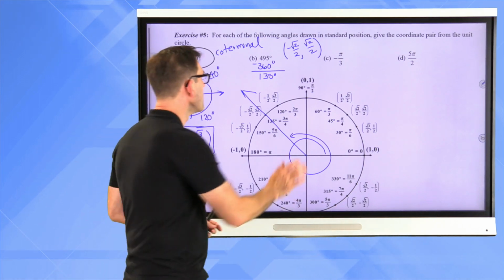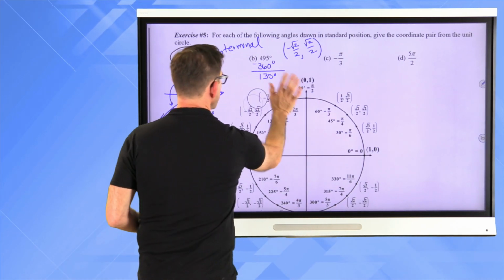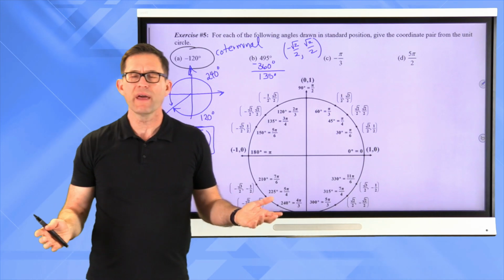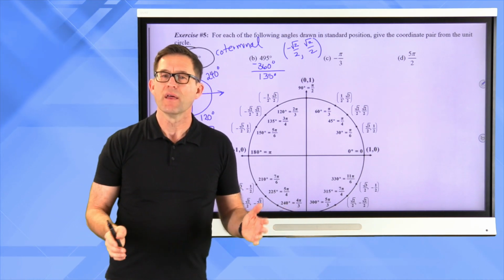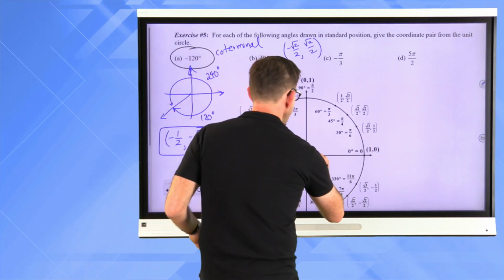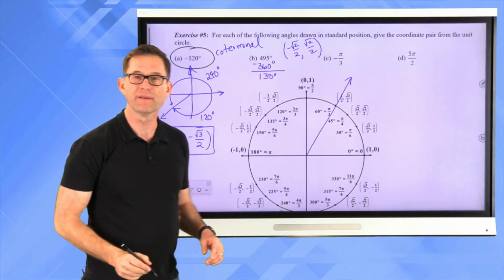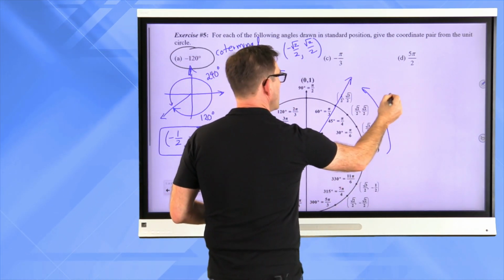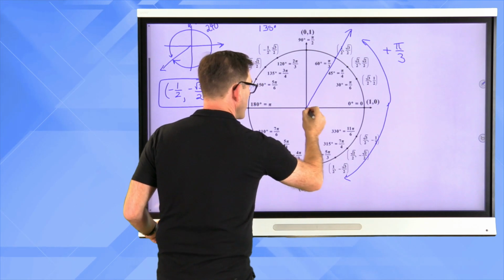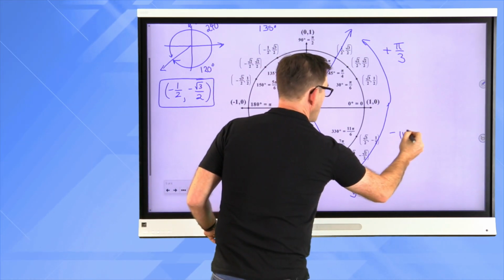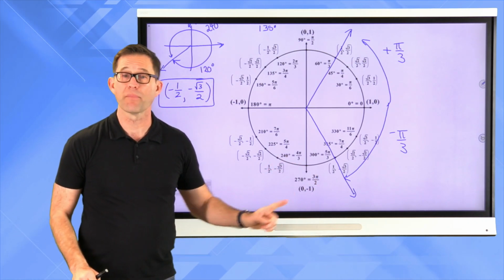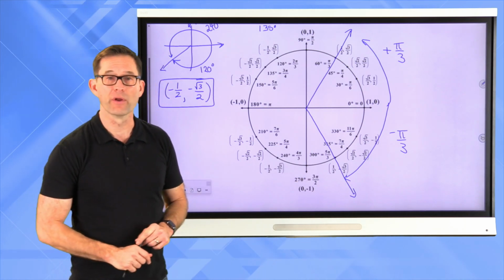Okay, now let's work a little bit with radians. Let me erase, right? Letter C, negative pi over 3. Awesome. Well, negative pi over 3, right, just means that we're moving clockwise by pi over 3 radians. Now here is counterclockwise by pi over 3 radians, right? So this is positive pi over 3, which means that negative pi over 3 is going to be coterminal with 5 pi over 3. In which case the coordinate pair is 1/2, comma, negative root 3 over 2.